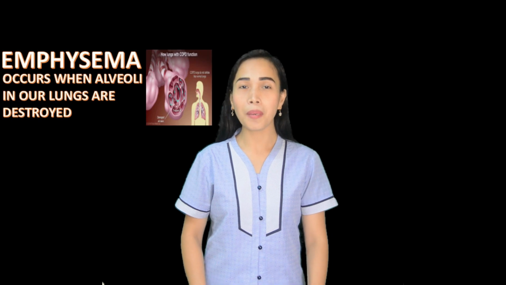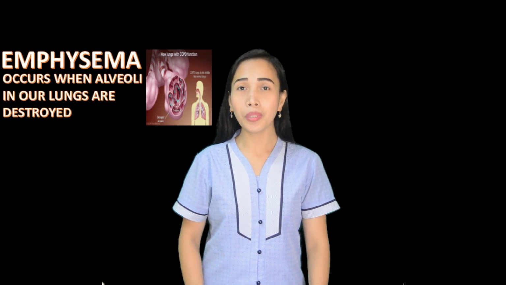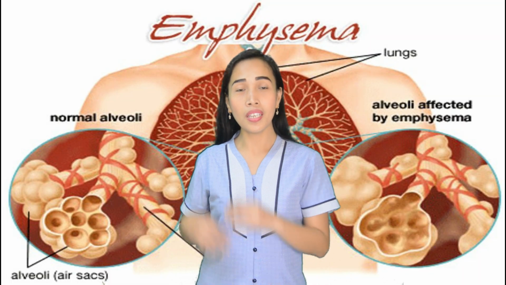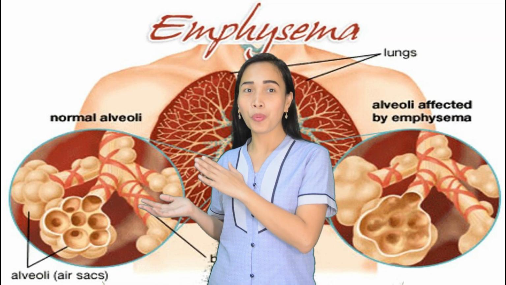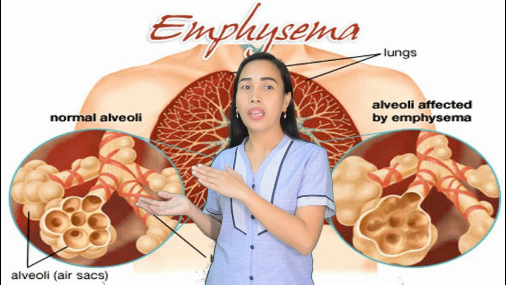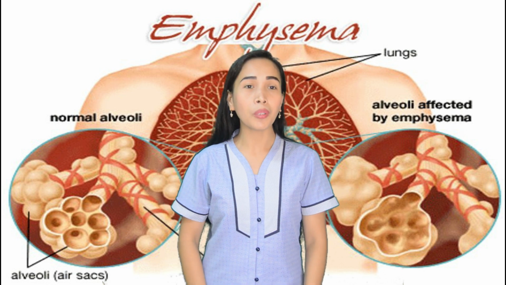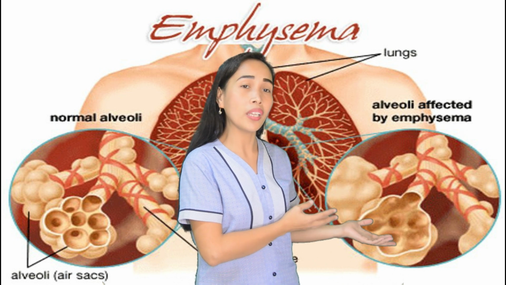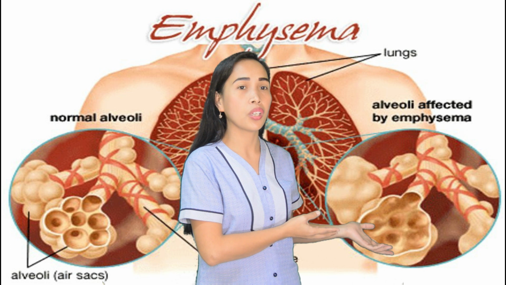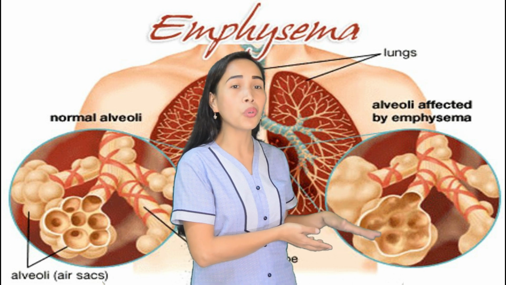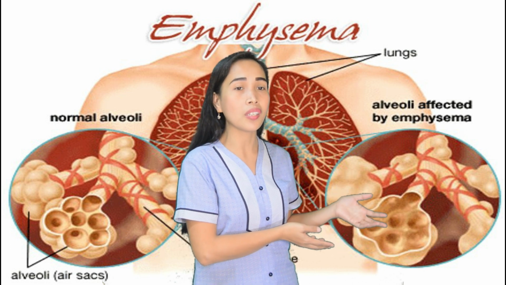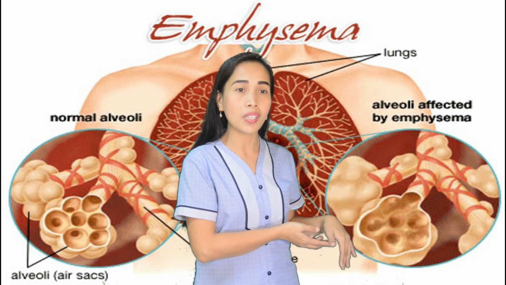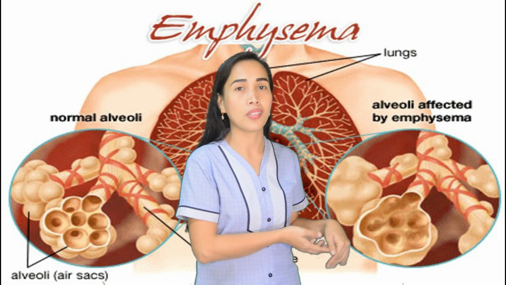Next, emphysema. It occurs when the alveoli in our lungs are destroyed. As you can see, this is the normal person's alveoli. Now, in people with emphysema, the air sacs in the lungs, or the alveoli, are damaged. Over time, the inner walls of the air sacs weaken and rupture, creating larger air spaces instead of many small ones.